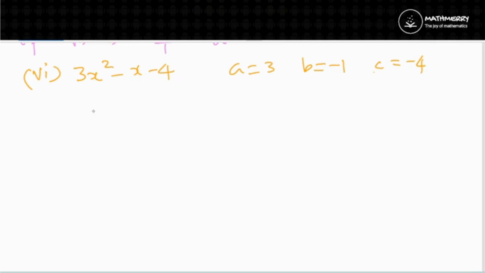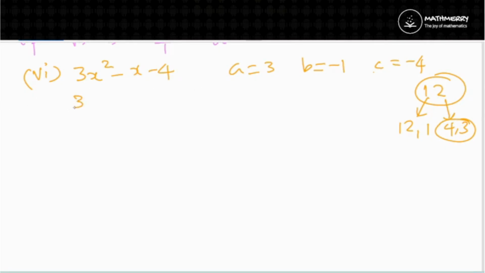So we need a product of minus 12 and a sum of minus 1. So we need to find out the factors of 12. So 12 we have 12 comma 1, or we have 4 comma 3. So I think this is possible. So when we subtract 3 from 4, we will get 1.